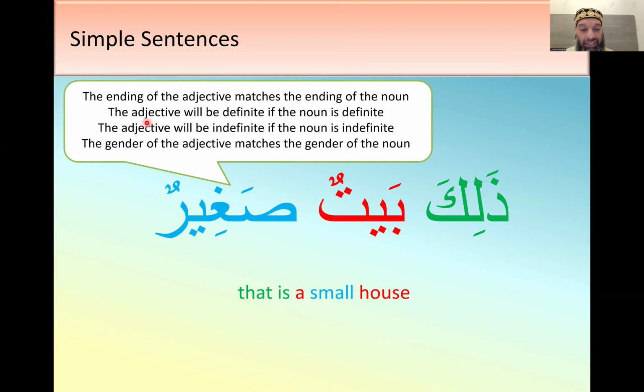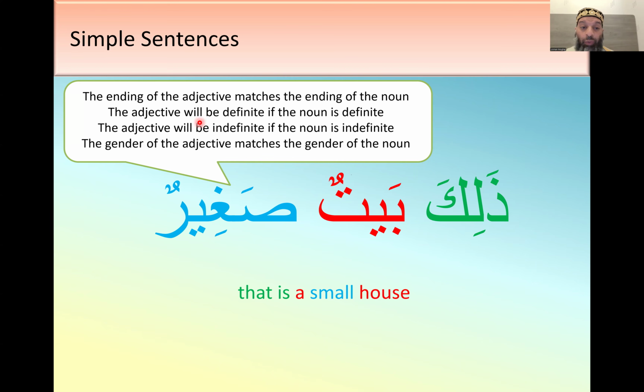Here we can see, this is just something for your information. Again, the ending of an adjective matches the ending of the noun. Look, double dhamma here, double dhamma here. This is in this type of sentence structure. Baytun saghirun. The adjective's grammar ending is matching the noun's grammar ending. Again, I don't think you're going to get tested on this, but it's just so you know and appreciate and know some more information about Arabic and what's happening in the Quran.